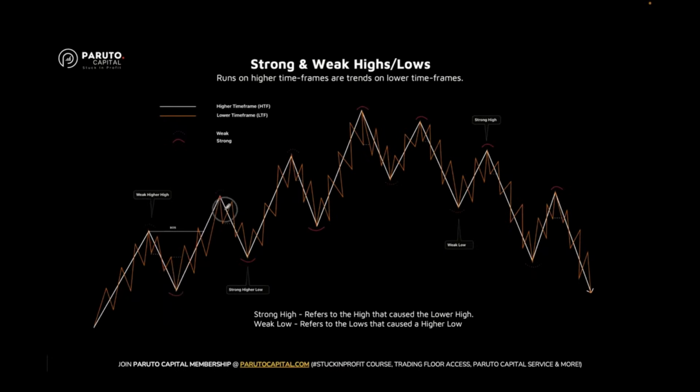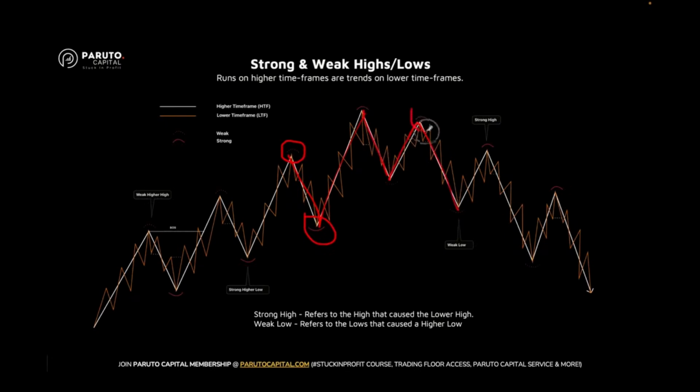The same thing continues, a pullback and then a break of structure. This is also a strong low because it took out this weak high here, right? And then a pullback again and then a break of structure. This is also a strong low because it took out this weak high here, and then it comes down here and then up, and then it broke structure.